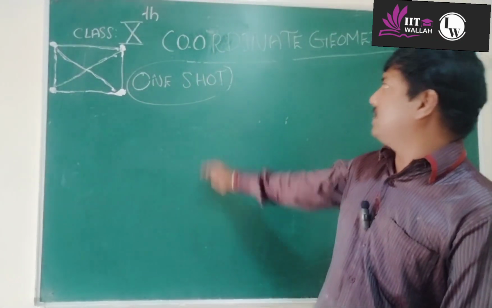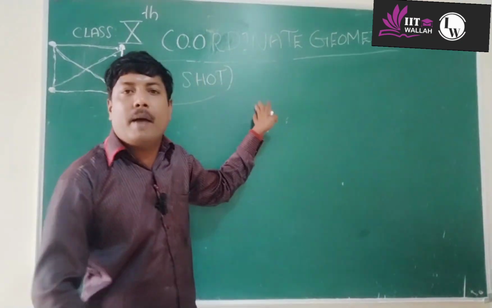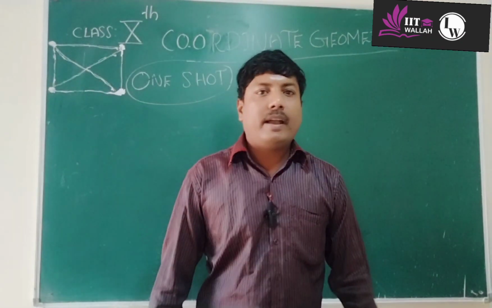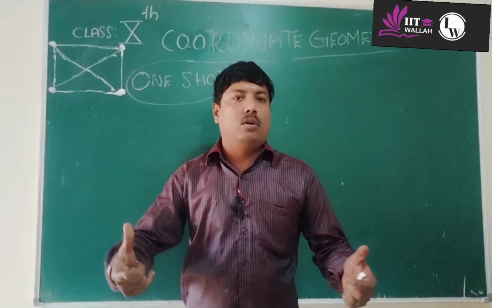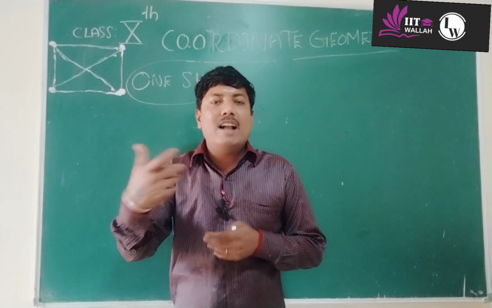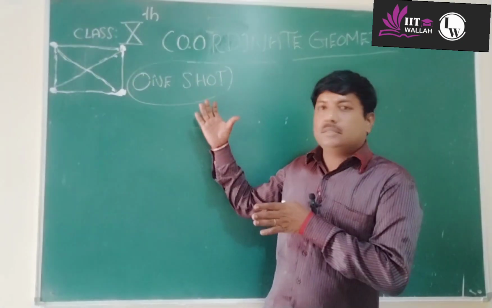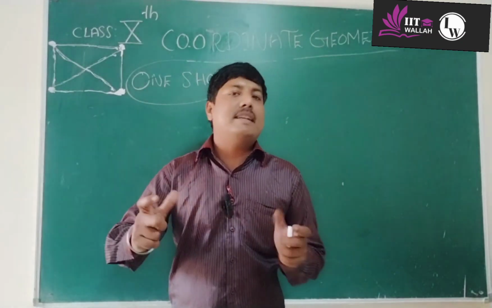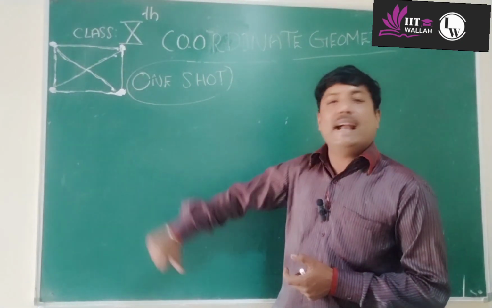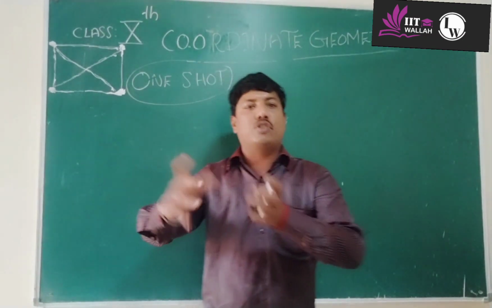Today we will discuss the chapter coordinate geometry. In my opinion, this is the easiest chapter in the geometry section. Coordinate geometry has been developed as a tool to study algebra. Means we are learning geometry with the help of algebra. That is what is happening in this chapter. It's a mix of algebra and geometry.